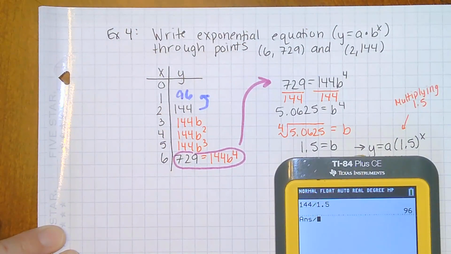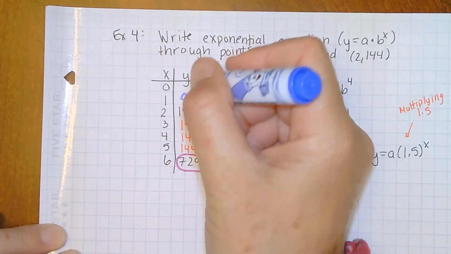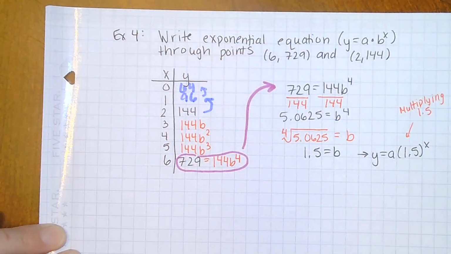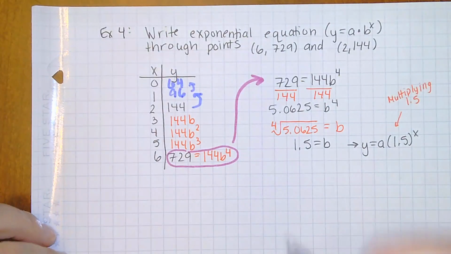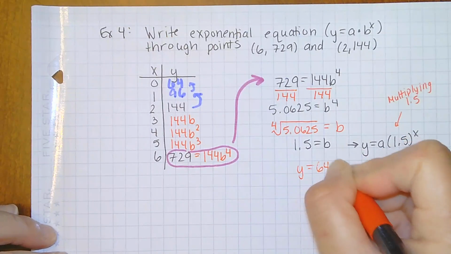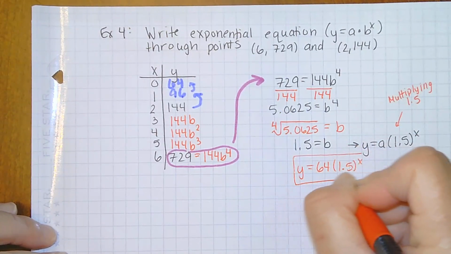And I'm going to divide that by 1.5, and I'm going to get 64. So now I'm going backwards again. I'm going to get 64. So now I know that my A is 64 because it is my 0. So my equation is going to be y equals 64 times 1.5 to the power x.